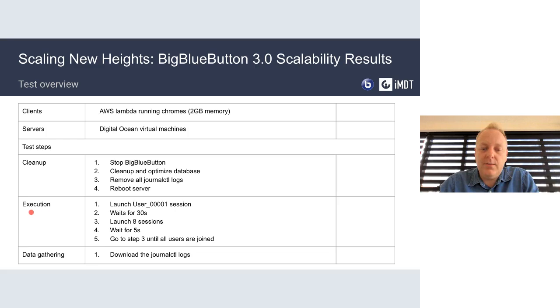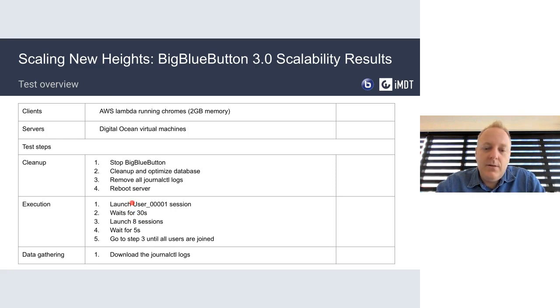And during the execution, after the reboot, the test will launch user 001 and wait 30 seconds, because we want to make sure that this is the first client to join. When we make an API call to AWS Lambda, it can take a little bit of time because it will start a container to execute your function. So that's why we wait for 30 seconds.